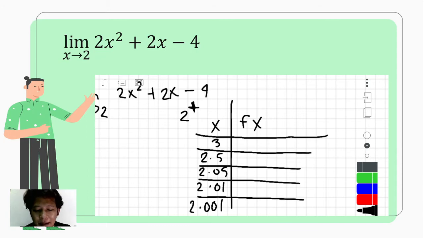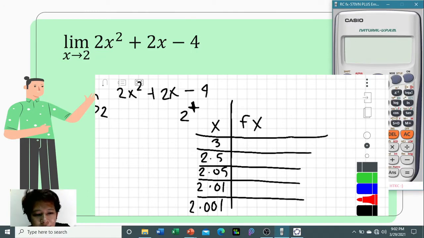And then, after that, you are going to substitute all these values to our function 2x squared plus 2x minus 4. So using our calculator, that would be 2 times 3 squared plus 2 times 3 minus 4. Okay, so we have 20. So the function value is 20. Okay, and then we have 2.5, yes, 2.5.